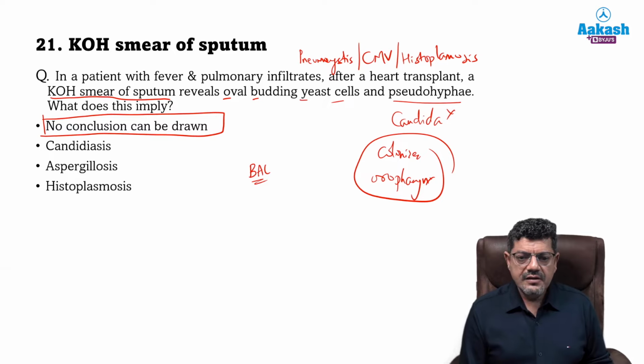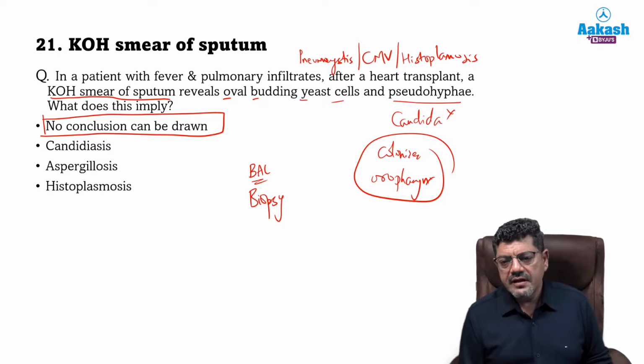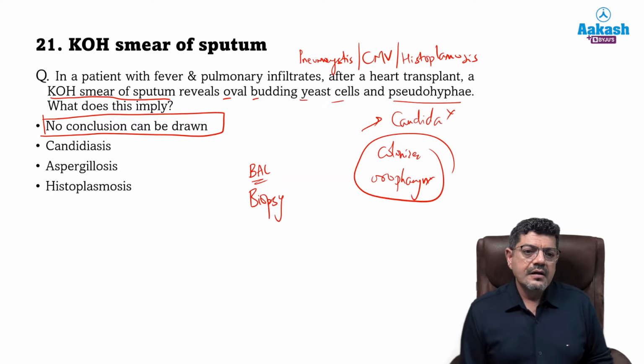And especially if you had seen it on a biopsy. If you had done a bronchoscopy and taken a lavage, or you had done a biopsy, then this would have become significant. But again, remember that Candida does not cause airway or pulmonary infections. There is no such entity called a Candida pneumonia, all right? Okay, moving on. So the point I was trying to make is that a KOH smear of sputum is pretty much a meaningless investigation when you're trying to diagnose a pulmonary illness.